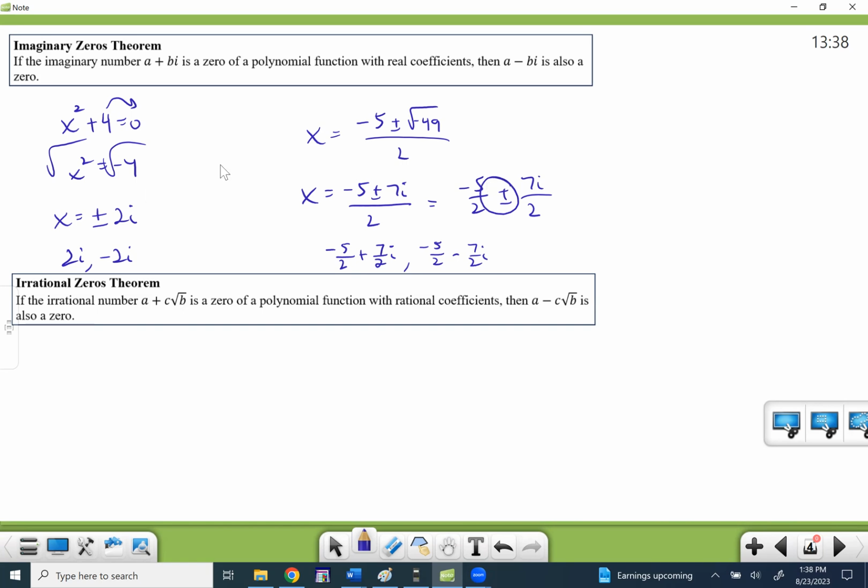Okay, so this just shows that we'll always get the conjugates, right? If we get one, we'll get the conjugate of it. Remember, don't change all the signs. It's just the sign on the i.